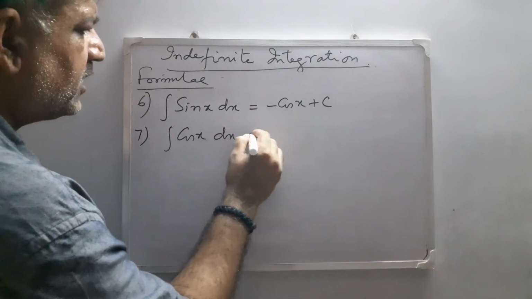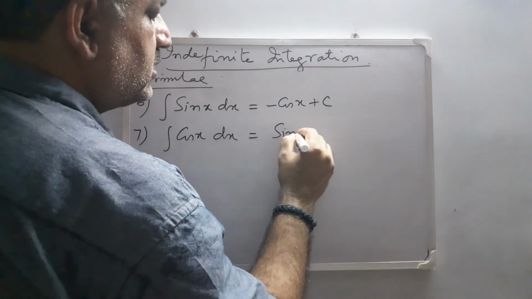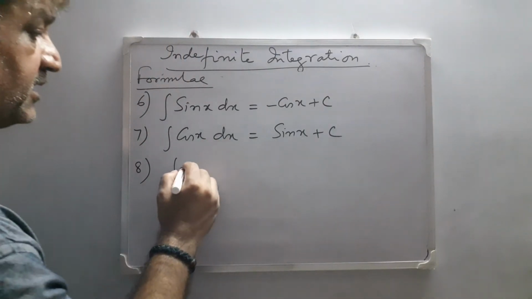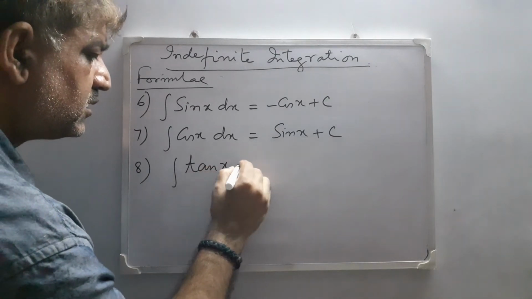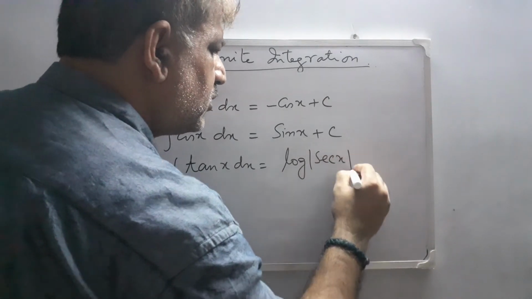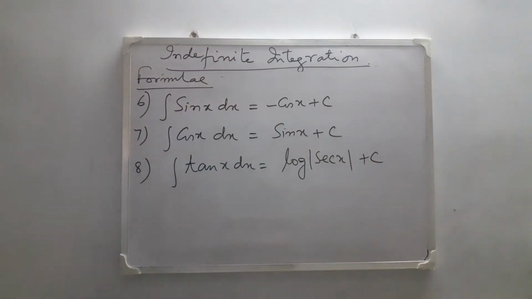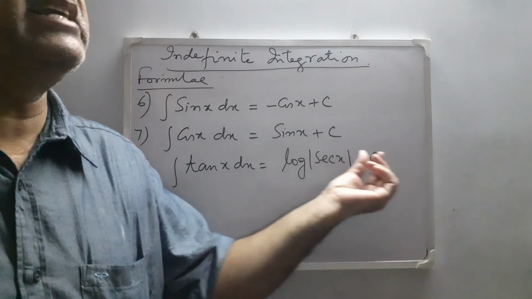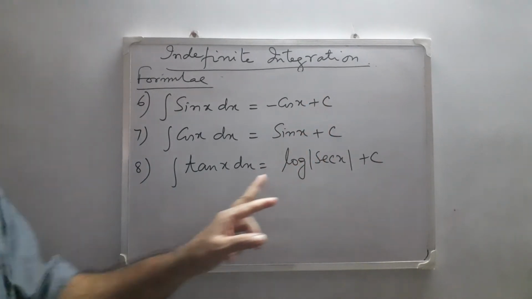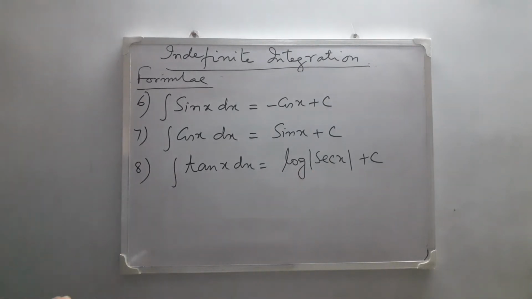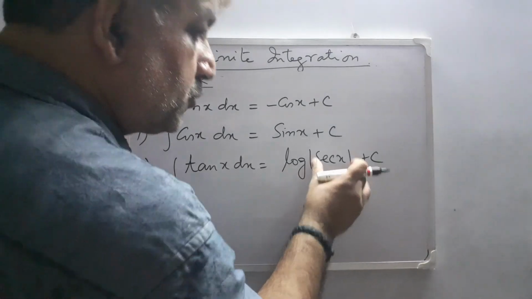Now number 7, integral cos x dx is equal to sin x plus c. Number 8, integral tan x dx is equal to log mod sec x plus c. How? If you differentiate log sec x, it becomes 1 by sec x into sec x tan x. So sec x cancels out, and we have tan x, which remains here. That's why the integral of this is log sec x plus c. And always while writing log, we put a modulus sign.